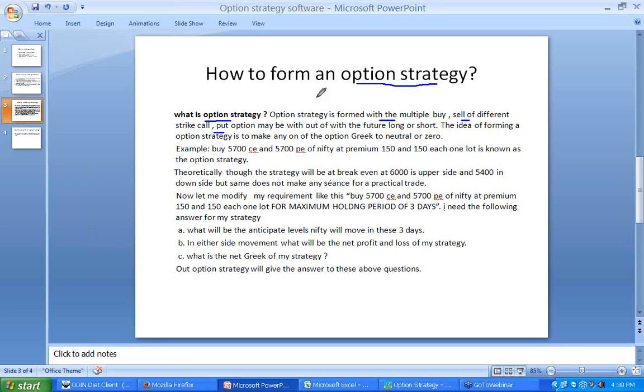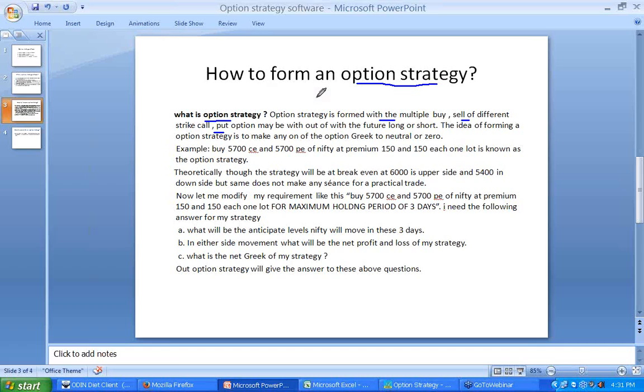Then you may ask me, can anyone buy any strike call option and sell any strike put option or call option, whether it will be called a strategy? Yes, it can be called a strategy. Though it is missing the objectiveness of the strategy, any foolish buy or sell action of a particular strike or different strike may be known as an option strategy. But it will be missing the objective of the strategy.